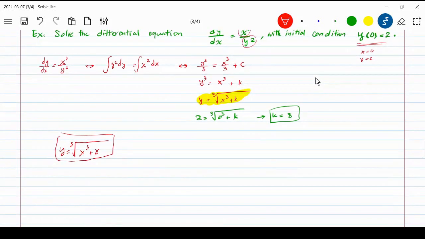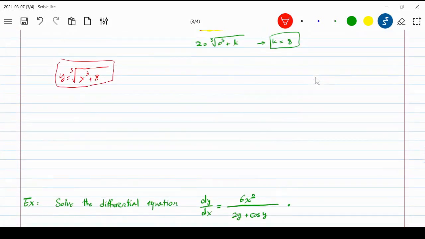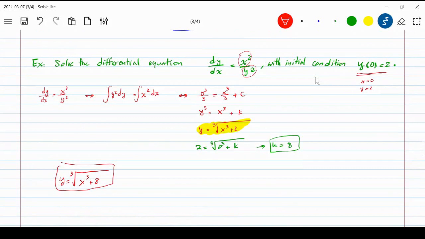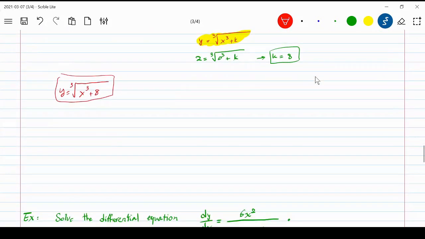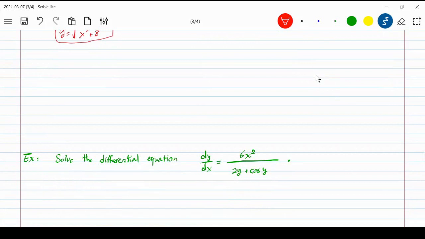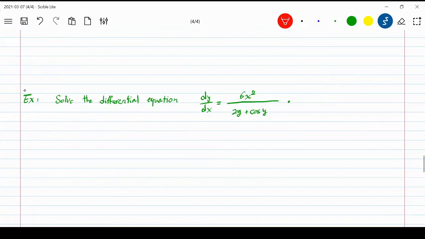You notice it's not too complicated. You just need to make sure that it's a separable equation, and throughout that you can always move the y's to one side, x's to one side, and solve the equation. Here's another one. We have the differential equation dy over dx. Let me shift this up a bit in case we need more space.